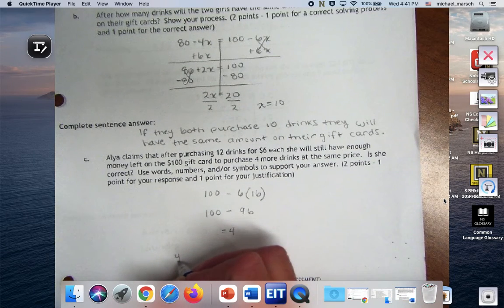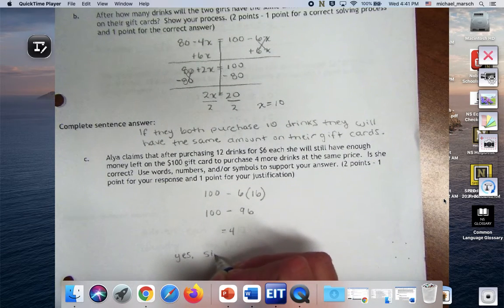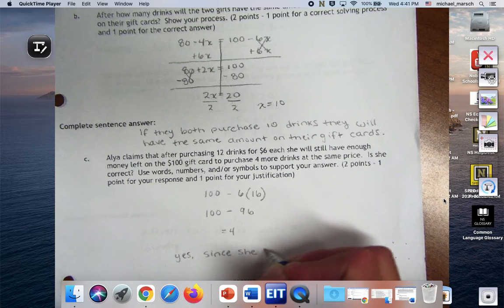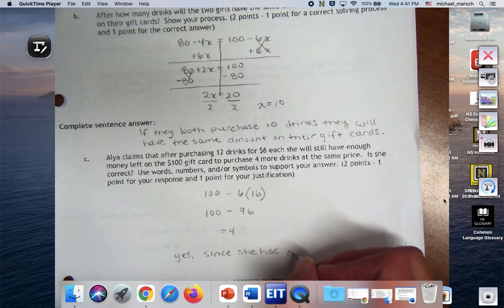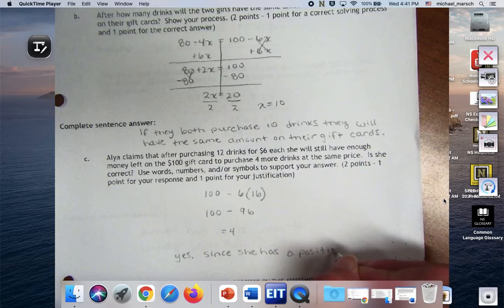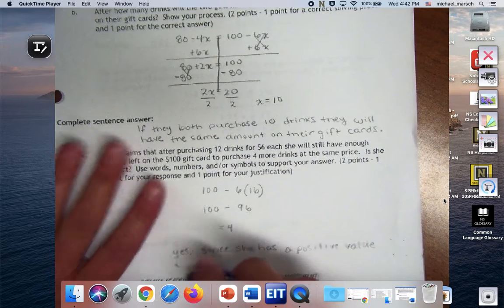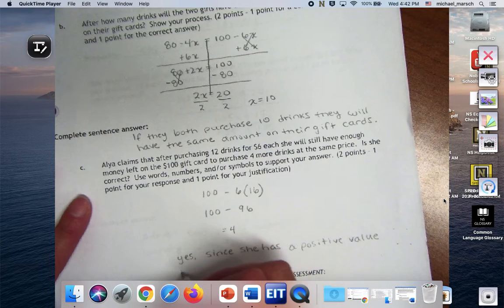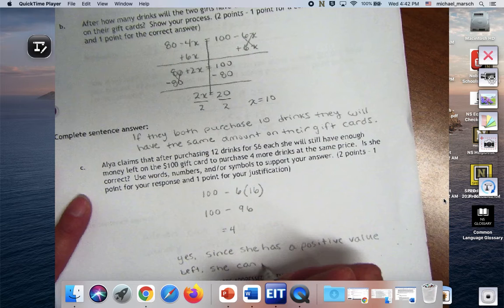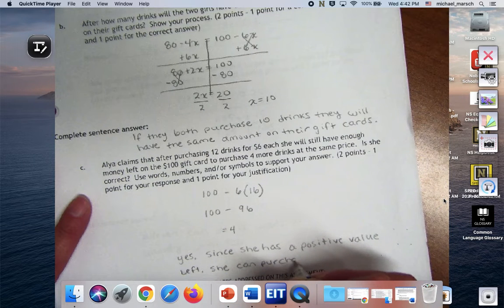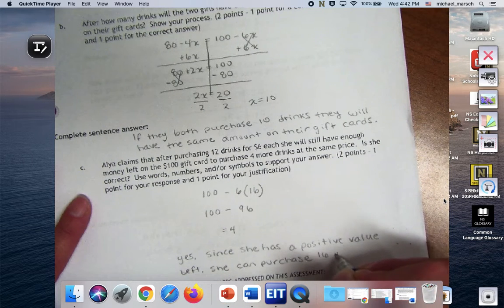So yes, since she has a positive value left, she can purchase 16 total drinks.